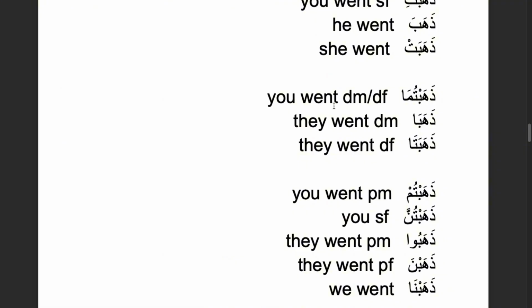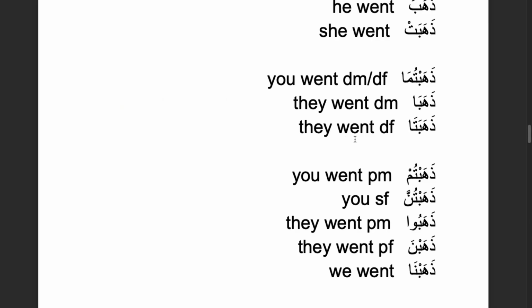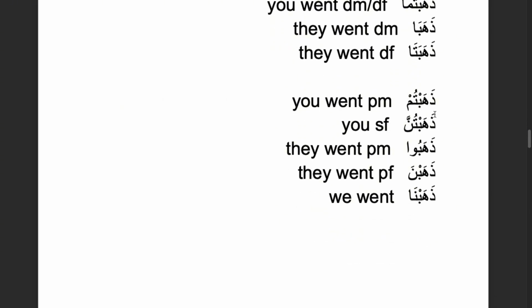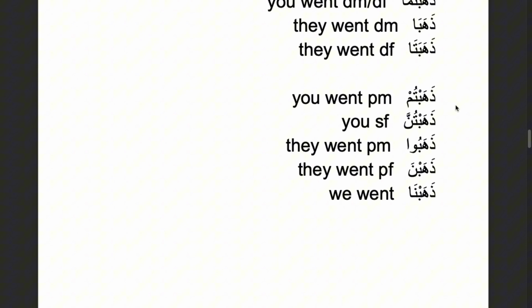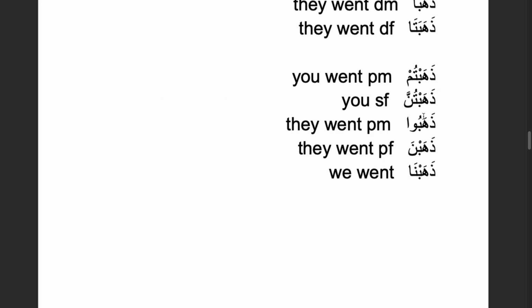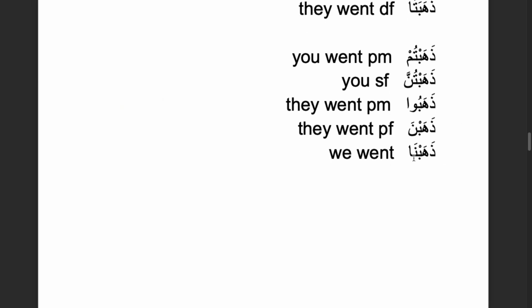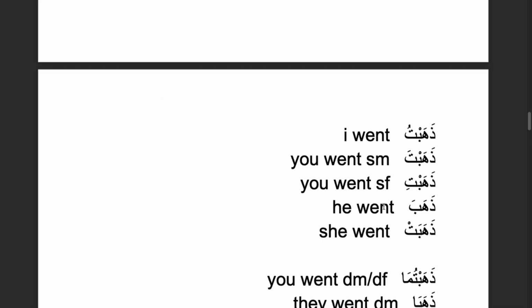Dhahabtuma means you went, dual male or dual female. Dhahaba, they went, dual male. Dhahabata, they went, dual female. Then we have dhahabtum, you went, plural male. Dhahabtunna, you went. This should be plural female, not singular female. Plural female. Dhahabtunna. Dhahabu, they went, plural male. Dhahabna, they went, plural female. And then you've got dhahabna, which is we went, obviously plural, we went. This is all the past tense.